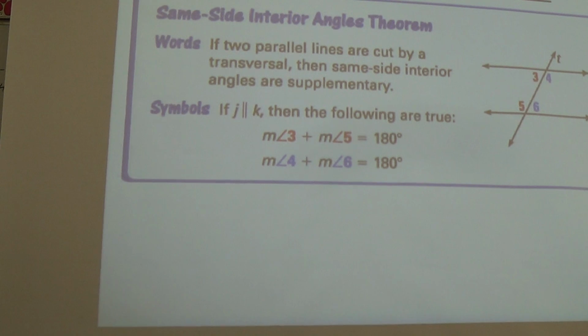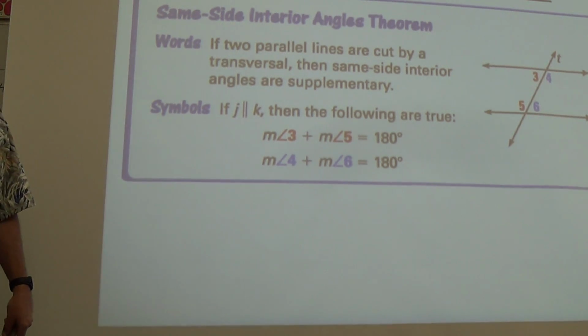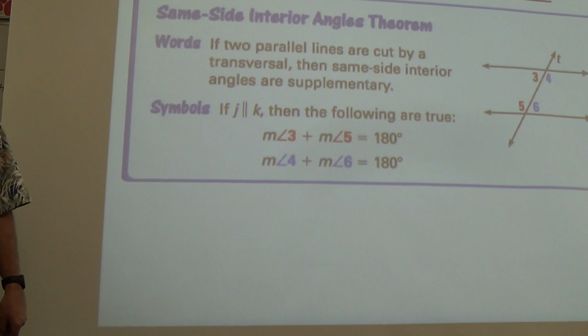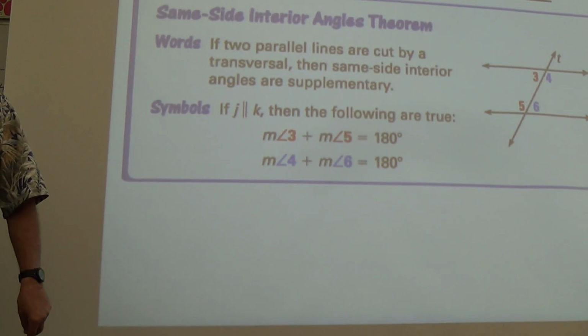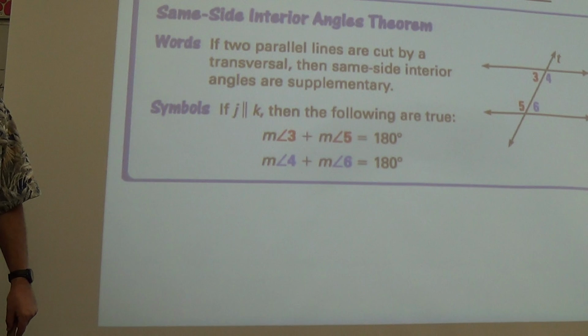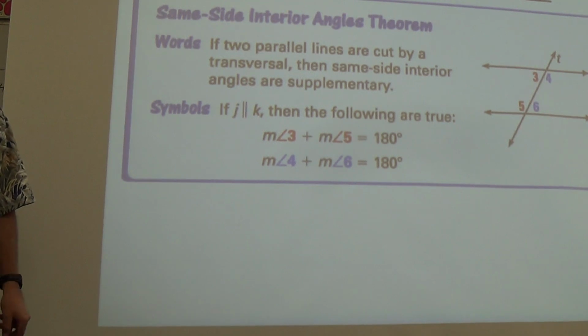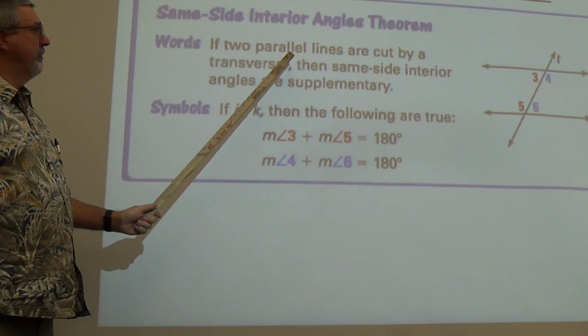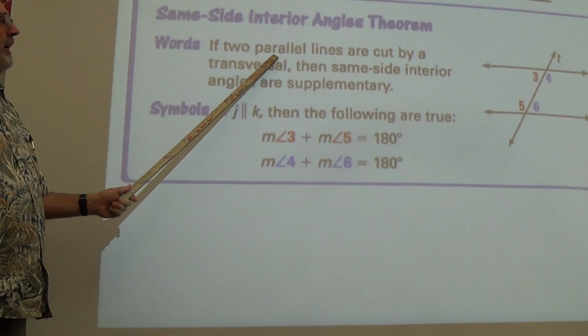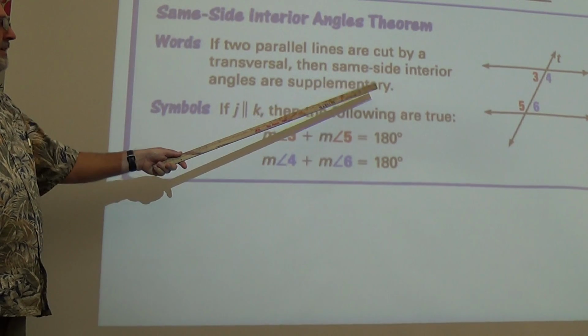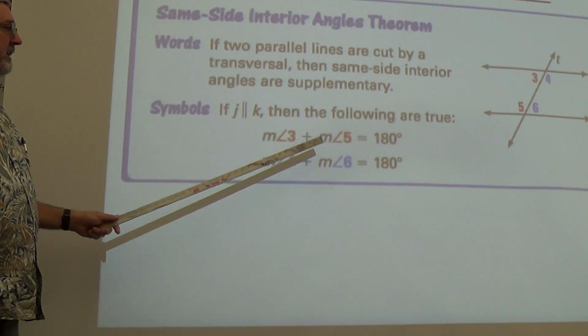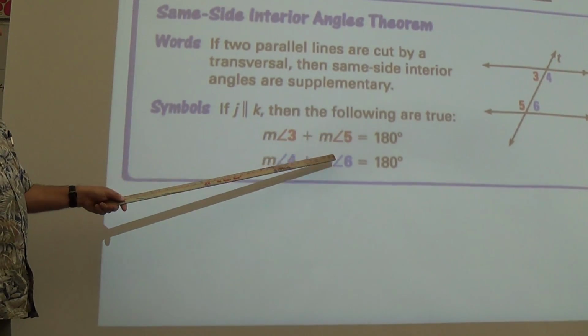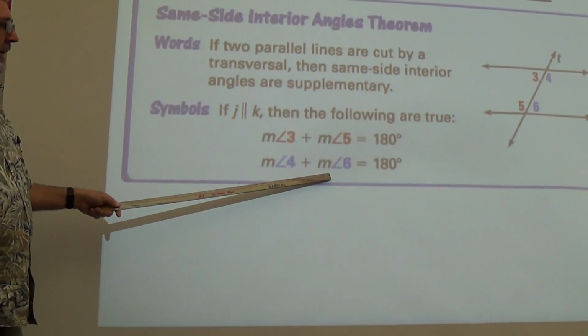This is same side interior angles. Now, these angles are not congruent unless you have a 90-degree angle. Okay? That's the only time they're going to be congruent. But if two lines that are parallel are cut by a transversal, then same side interior angles are supplementary. So you would have angle 3 and angle 5 supplementary, and angle 4 and angle 6 supplementary.